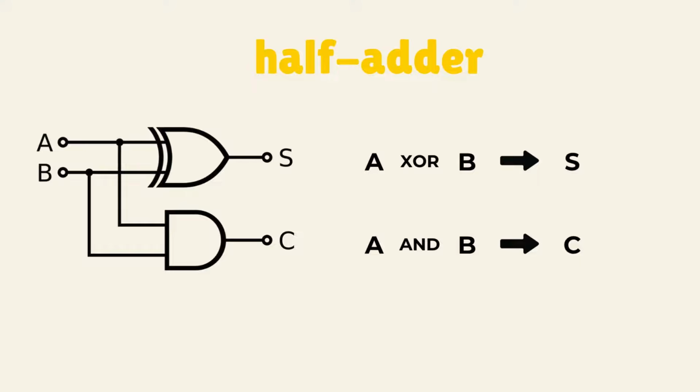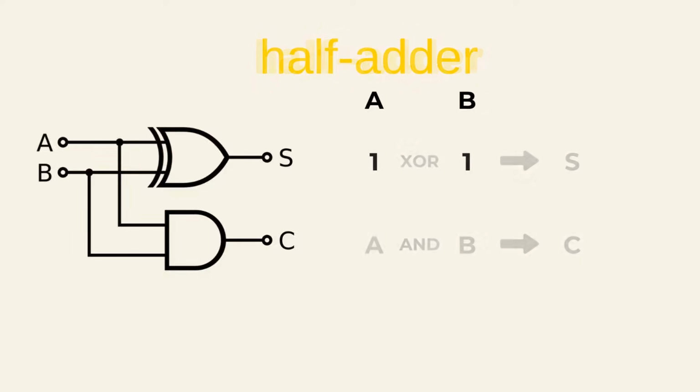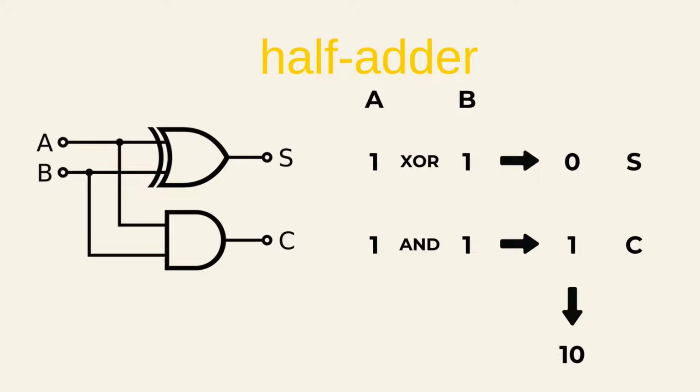Let's calculate 1 plus 1 in binary. Addend A equals 1, addend B equals 1. The XOR gate receives identical inputs, so the sum bit S equals 0. The AND gate receives 2 1s as inputs, so the carry bit C equals 1. The final result is the binary number 10, which corresponds to the decimal number 2, exactly the same as the addition result we're familiar with.